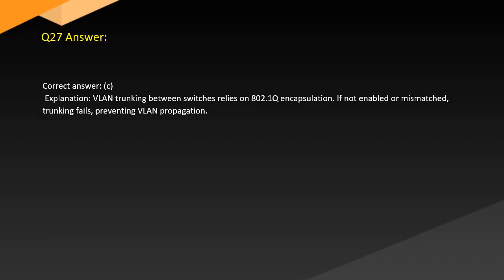Answer. Correct answer: C. Explanation: VLAN trunking between switches relies on 802.1Q encapsulation. If not enabled or mismatched, trunking fails, preventing VLAN propagation.